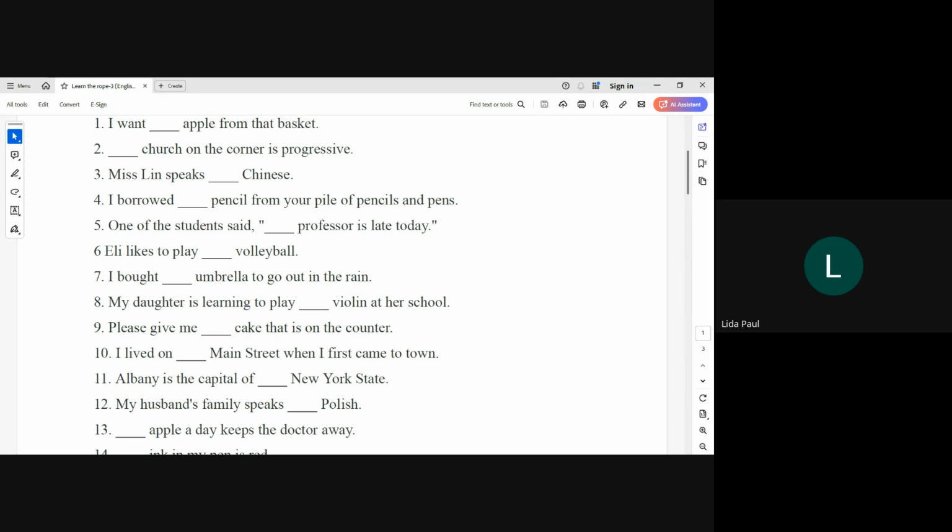Right? So several vehicles speeded on the Yamuna Expressway. So it's a road. So anything that is a road will take the article the.